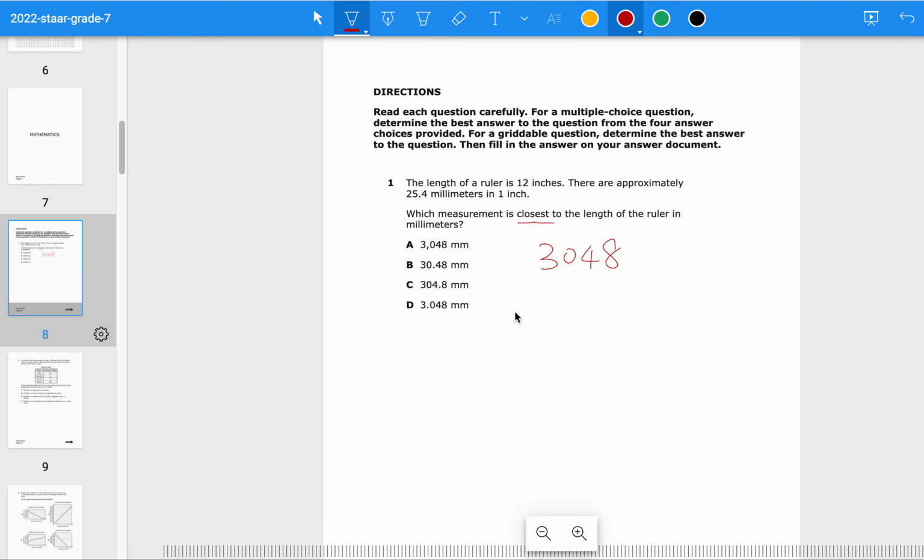12 inches is close enough to be 10 inches. And if each inch is 25.4 millimeters, let's just use 10 times 25.4. What do you get? 254 millimeters, right? So it will be around the 100 number range. 200-ish will be less than 254, because we're using 10 inches here. So let's see the numbers. C, 300, will be the closest to the length of the ruler in this.